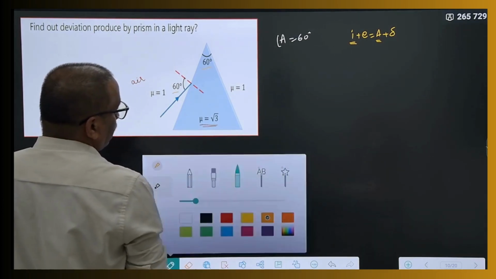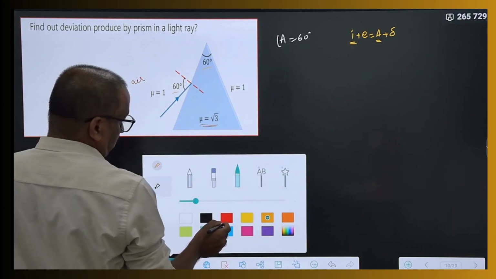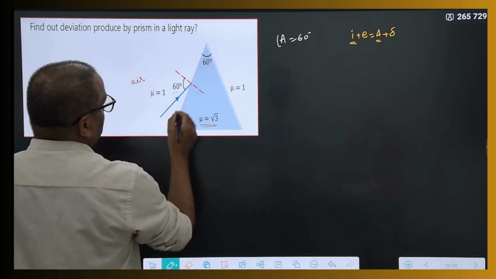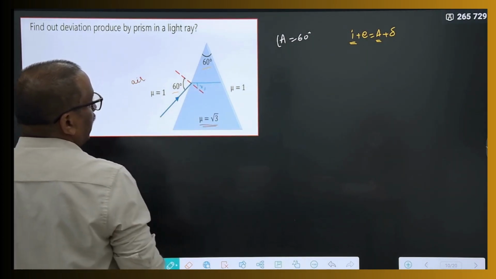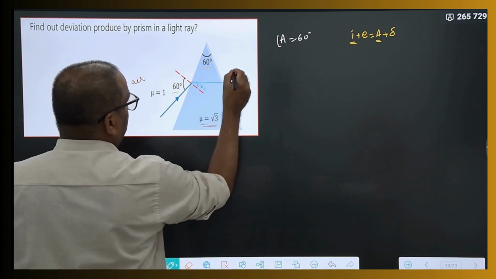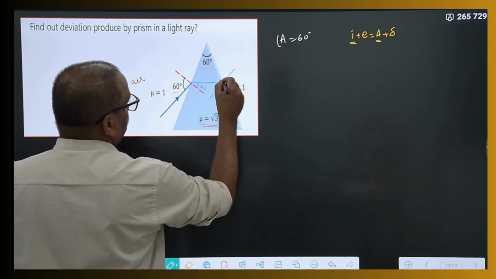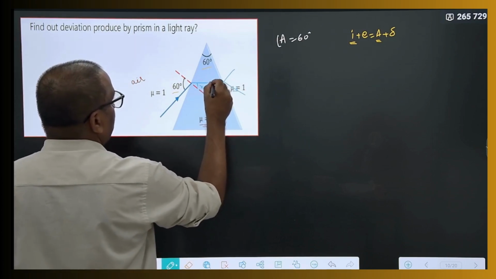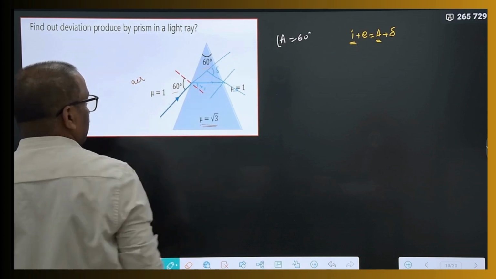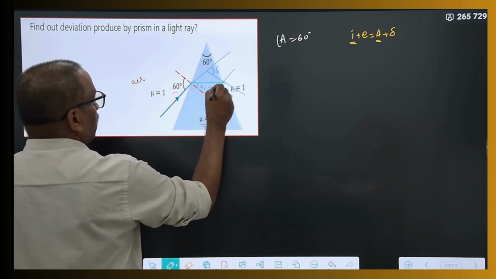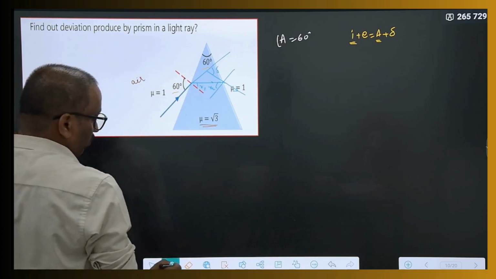Here the ray passes and bends here, and this is your r1. Then it bends again here, and this is your angle of deviation. This is your r2. If you calculate r1, you can also calculate r2 very easily.